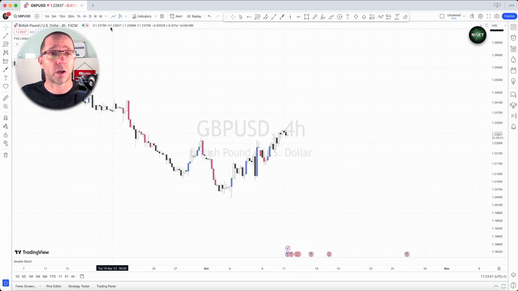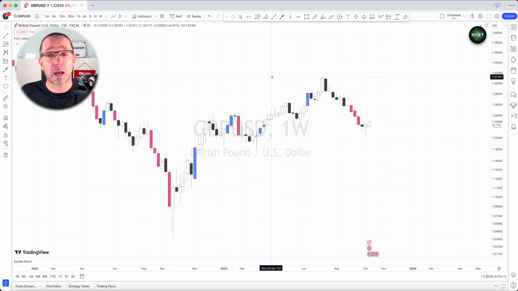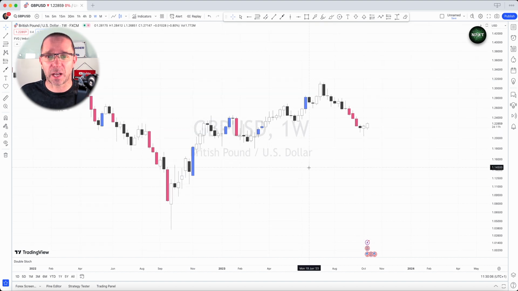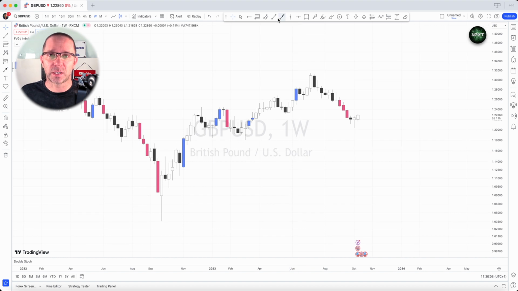Now we could go to a higher time frame, like a weekly. So now we're on the weekly time frame. Let's see how we can use the trend lines the same way. We can see straight away here we have this push up, and that's where we have a nice breakout to the downside. Pullback, continuation.